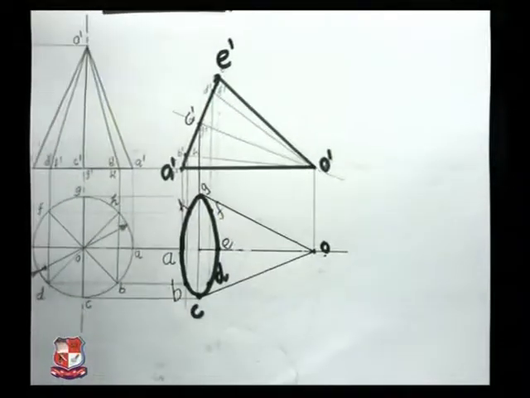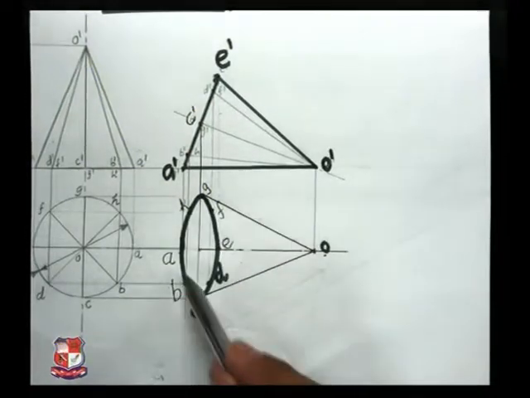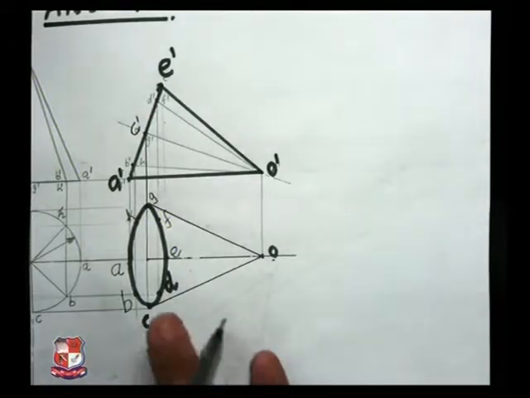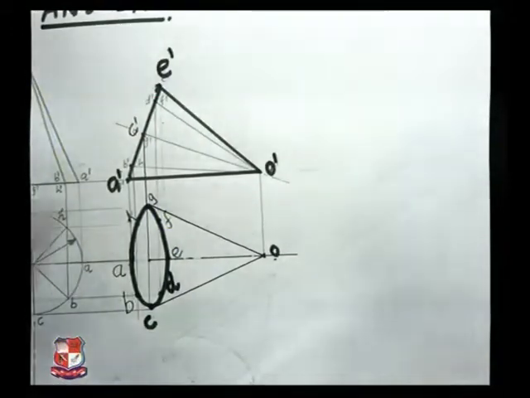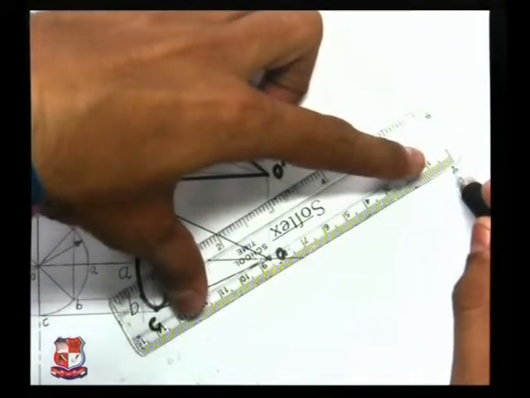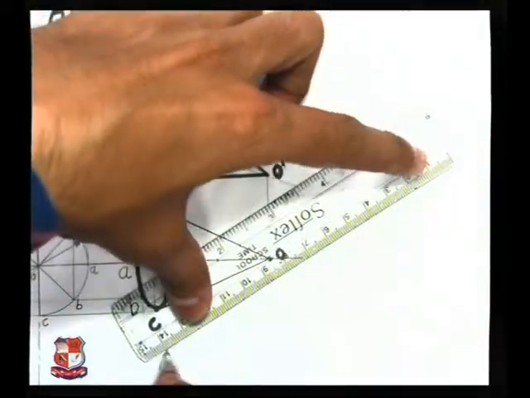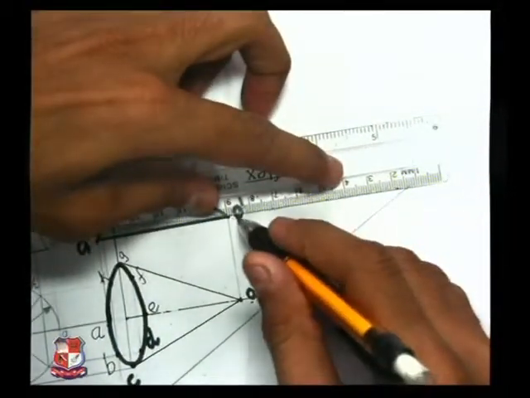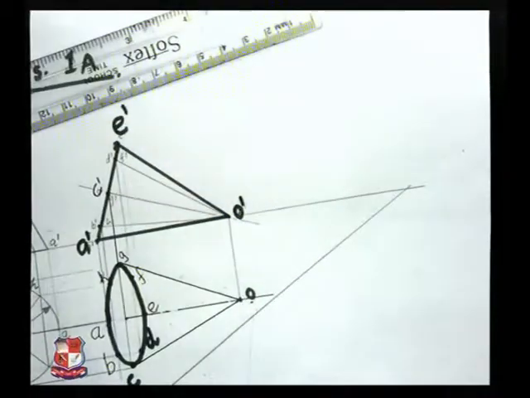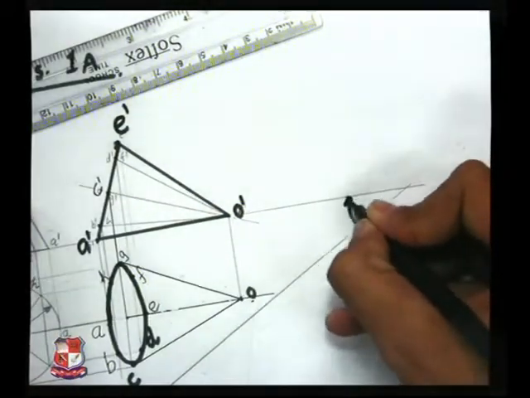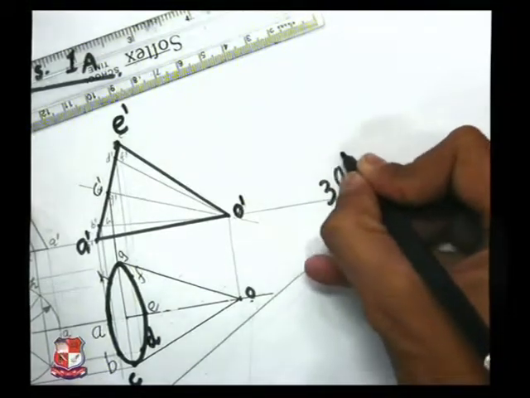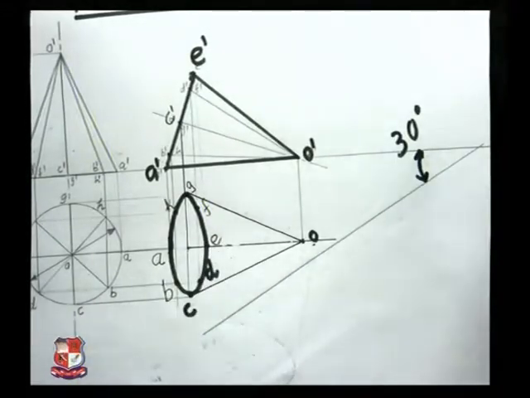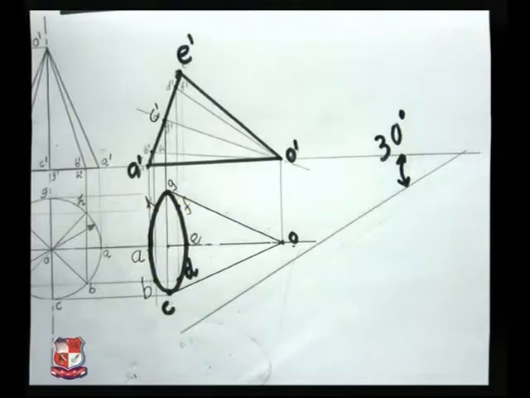Now here another method is also there. If we do not want to redraw all this diagram, just by drawing a reference line at an angle of 30 degrees with the XY line, we can draw the same object like this. Draw here a line which makes an angle of 30 degrees with the XY line. So this angle is 30 degrees. So what we have done, instead of tilting this object, we have tilted our reference lines.